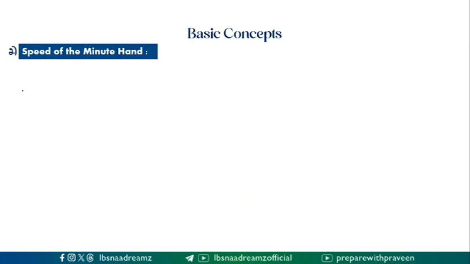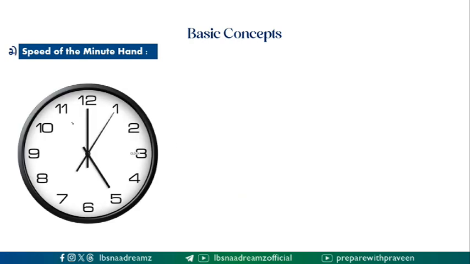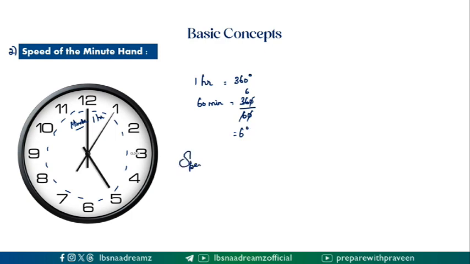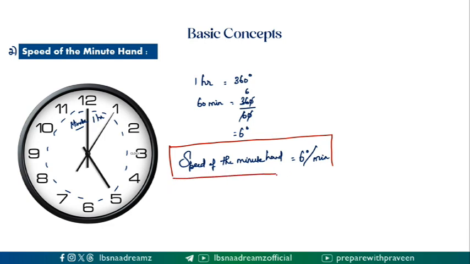Next we will see speed of the minute hand. So this one is the minute hand. Minute hand will cover 360 degree in 1 hour. So in 1 hour, minute hand will cover 360 degree. So we can tell speed of the minute hand is equal to 6 degree per minute. Speed of the minute hand is equal to 6 degree per minute.